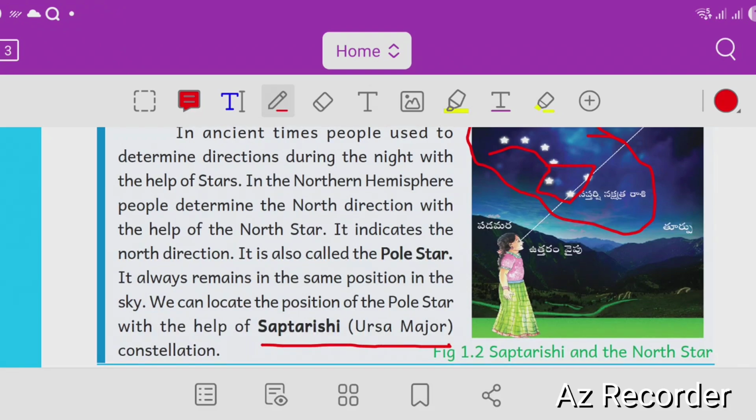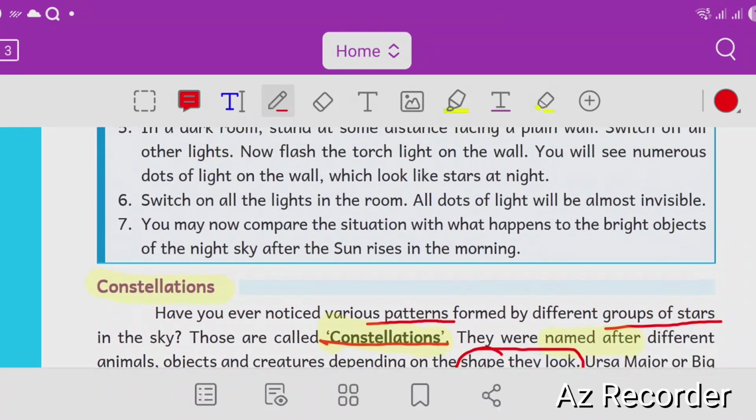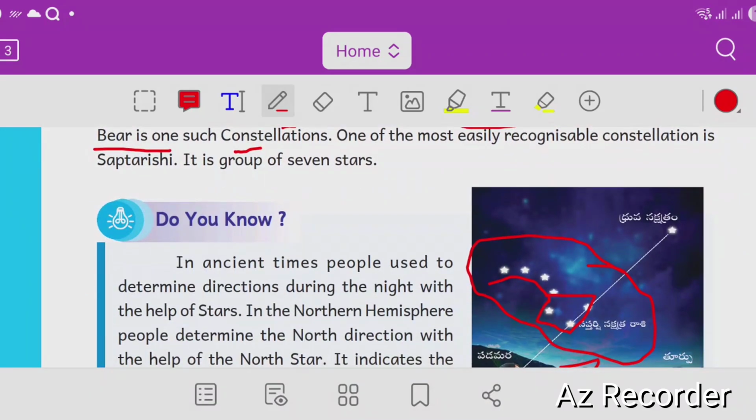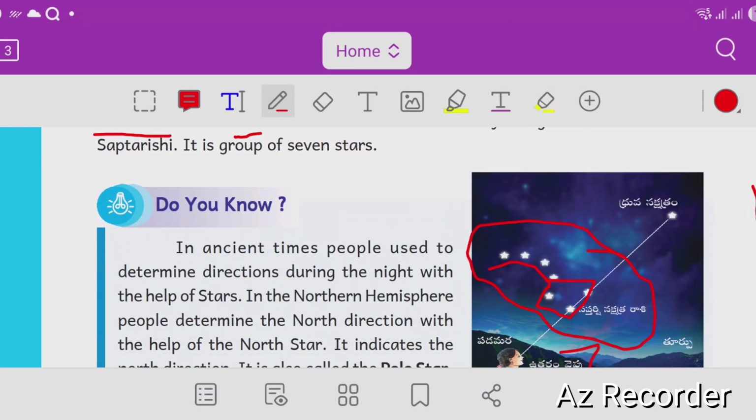Saptarshi means, Sapta means 7 in Sanskrit. Here we can see 7 stars. So this constellation is called Saptarshi and also called Ursa Major or Big Bear. All these are the names.